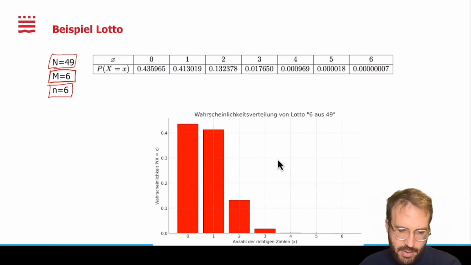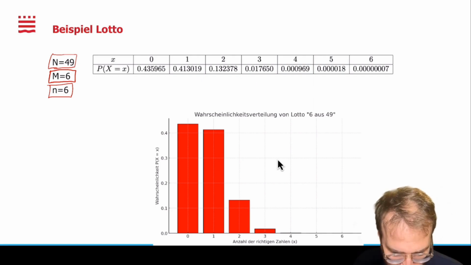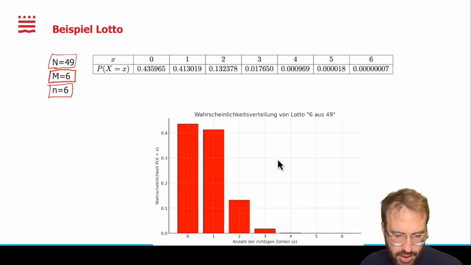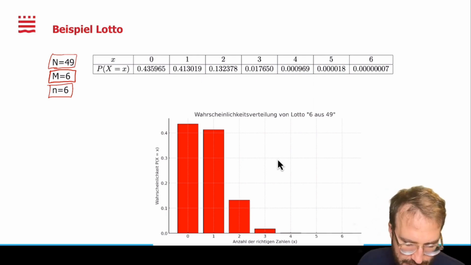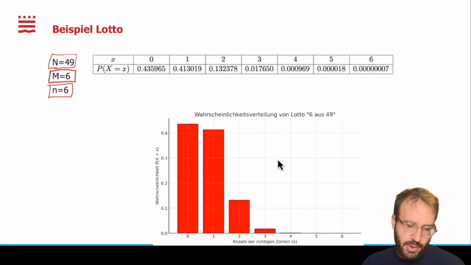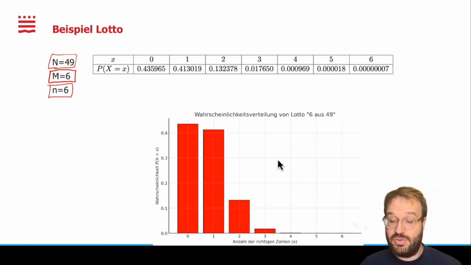And then you can see here how likely it is to get 0 correct, 1 correct, 2 correct, 3 correct, and so on. And then you could also calculate the expected value here, and you can already see that it will probably be somewhere between 1 and 2. Most of the values are actually 1 and 0. So 0 is actually the most likely outcome, meaning you have 0 correct. I'm sure you thought about that too. Getting 6 correct is a very, very low probability.